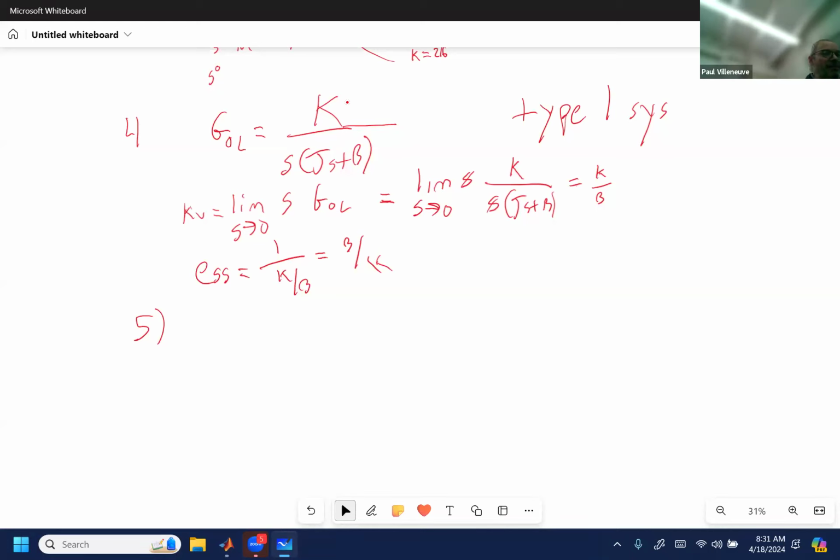All right, last problem. So solve for K so that ESS is equal to 3 for the system that has an open loop transfer function.